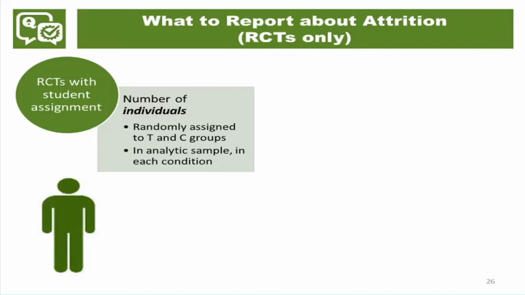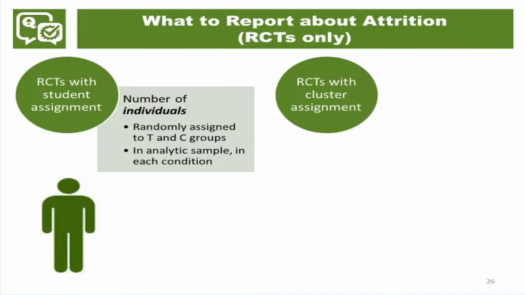So the attrition rate is the percentage of randomized students who are not included in the impact analysis. And attrition is calculated overall for the full sample, and also the difference between the attrition rates in the treatment group and in the comparison group will be calculated. And this is the differential.